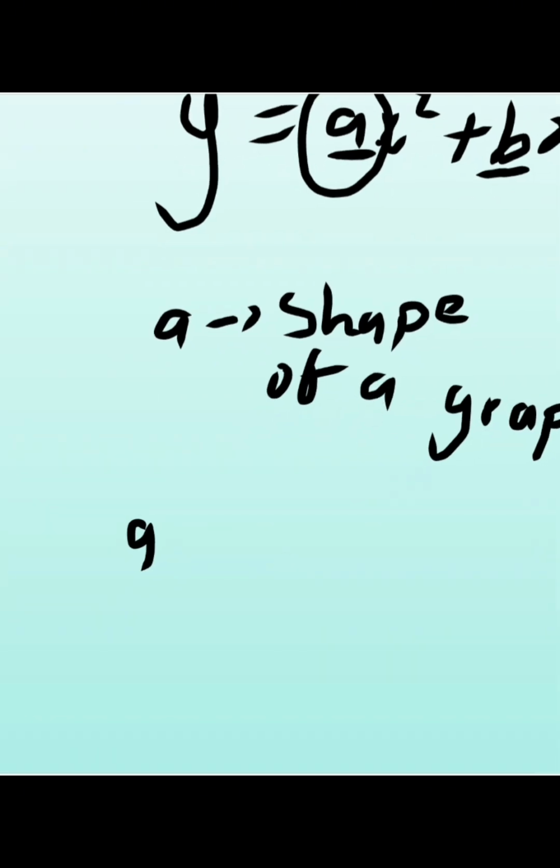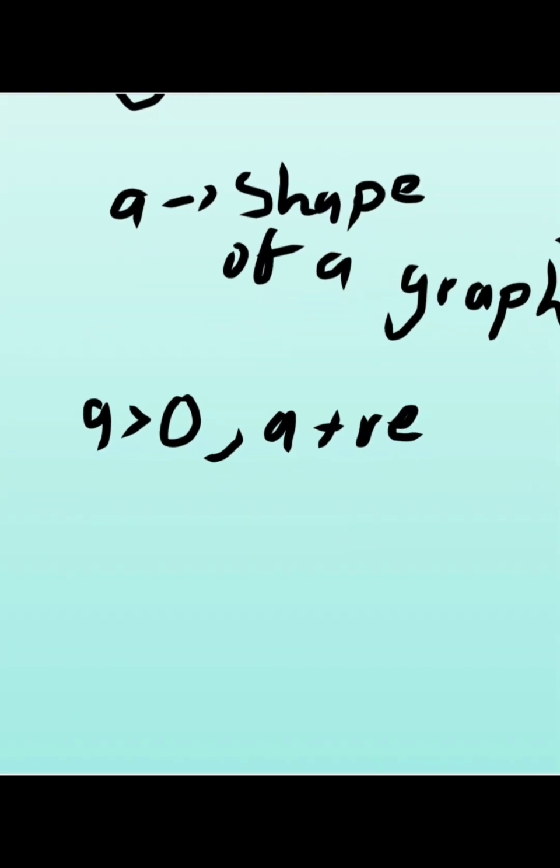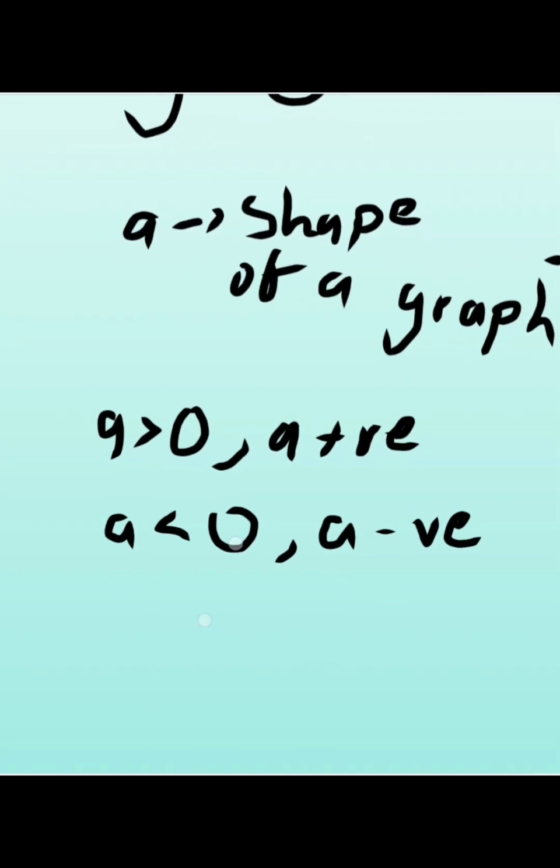When you see A, most of the time, when it is greater than 0, it means that A is positive. And when A is less than 0, it means that A is negative. Now let me explain this. When A is positive, what do I mean? When A is any number that is greater than 0, you understand?